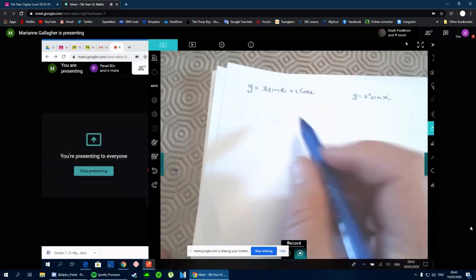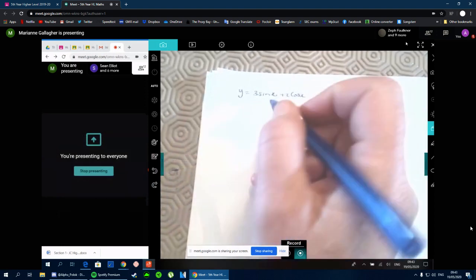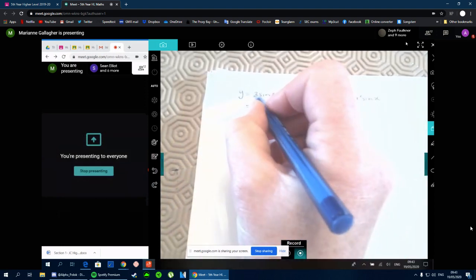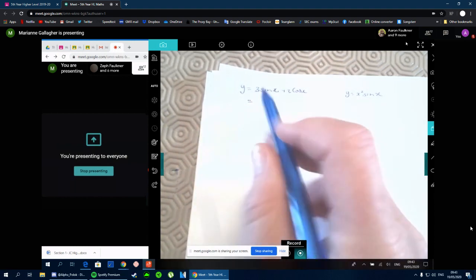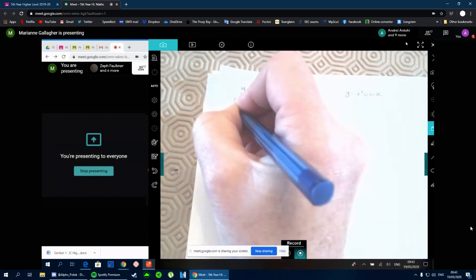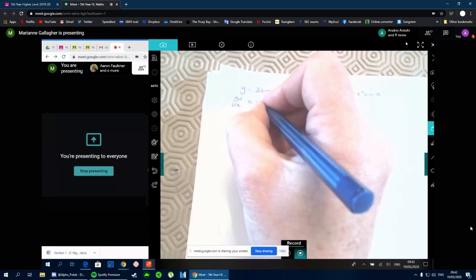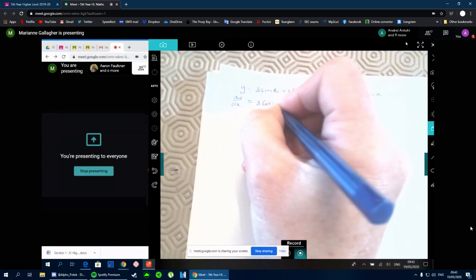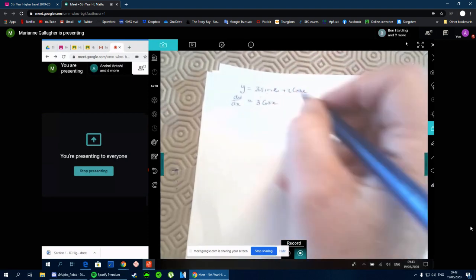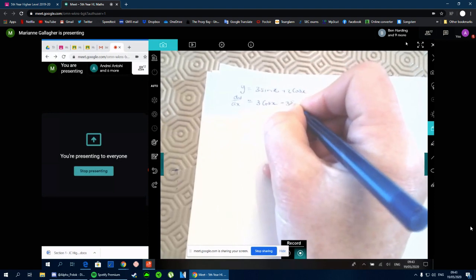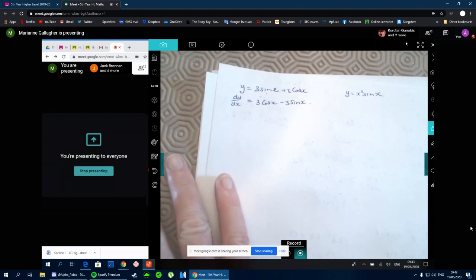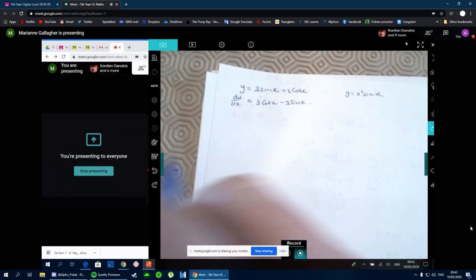Okay. So example 1 here. The numbers in front don't matter. They're just constants, okay? So you just have to do dy dx. The sine x changes to cos x, so that becomes 3 cos x. And the cos x changes to minus sine x, so that becomes minus 3 sine x. Is that okay? So that's a rule. You don't need to worry about where it comes from, okay?